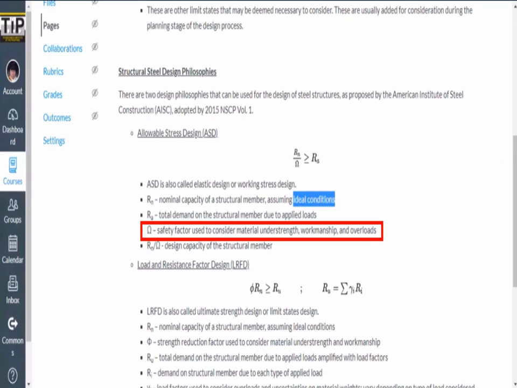So, what do we consider when we put a factor of safety? We consider three: material under strength. So, meaning, for example, we assume the yield strength of a steel to be around, say, 40 KSI. The actual may be less than that. Or maybe greater than that. Workmanship. So, for example, if there are construction issues, then you may not be able to attain the condition that you want. Okay? And overloads.